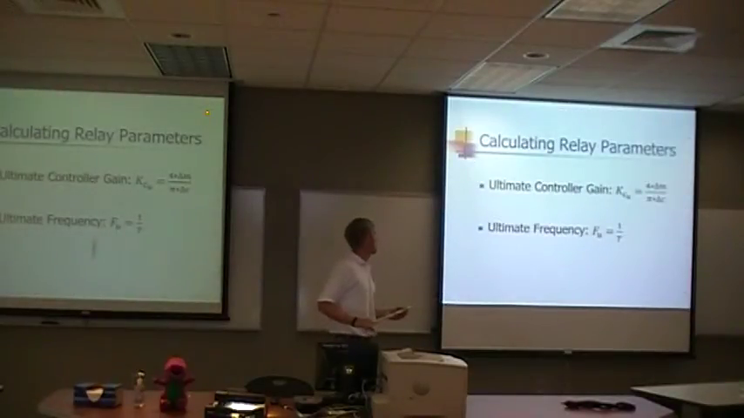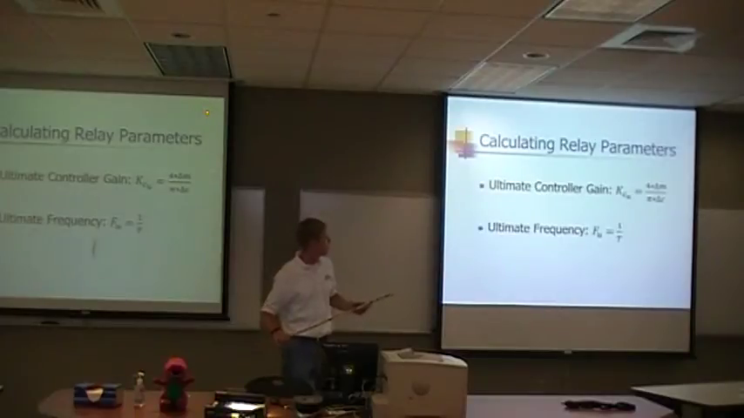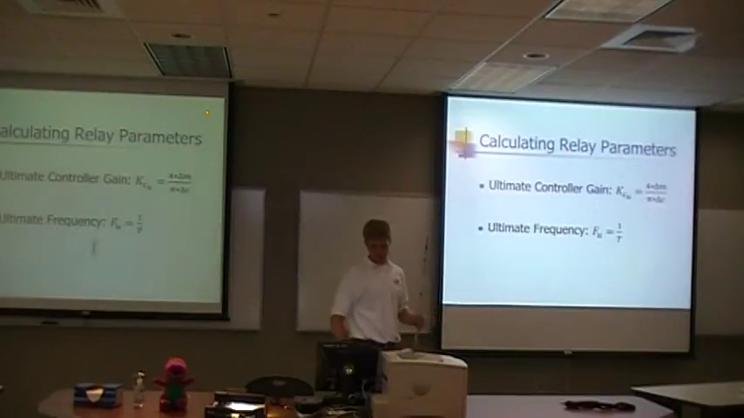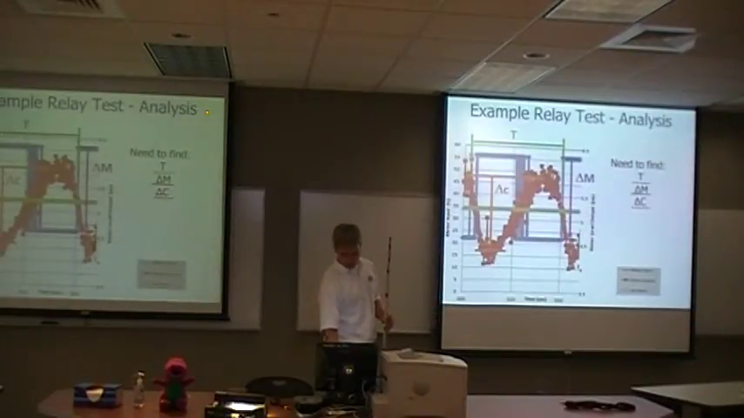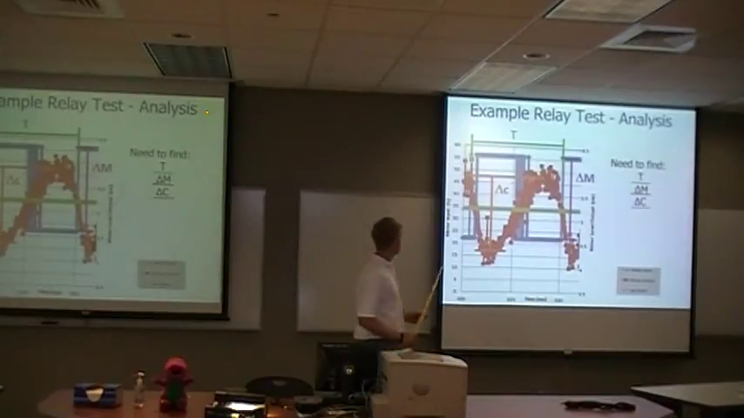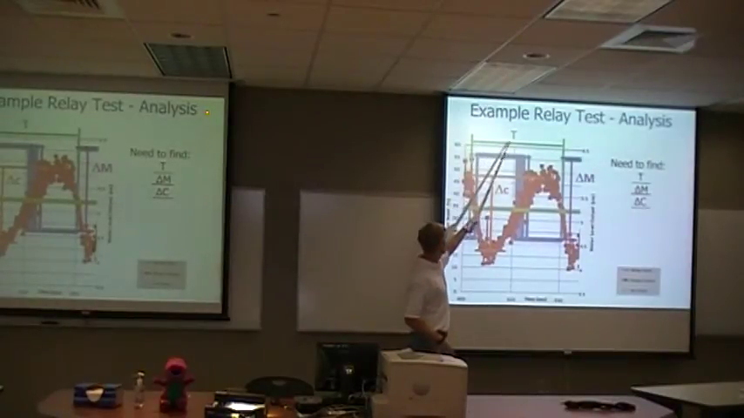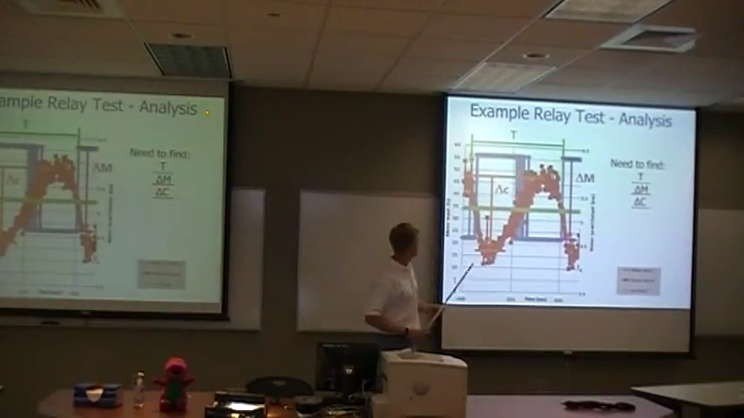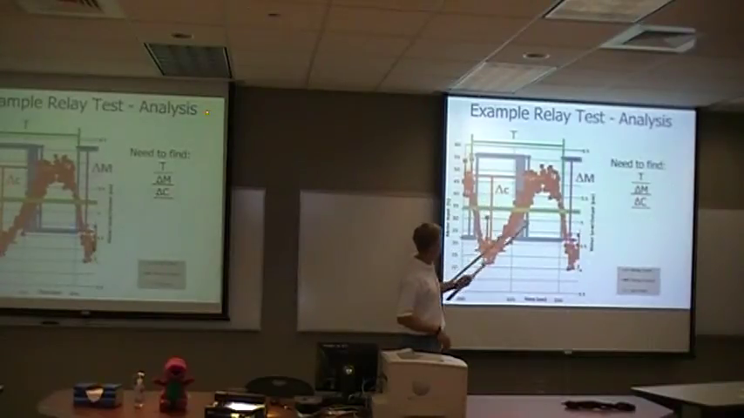We were able to calculate the relay parameters for the KCU. It's 4 times the change in input over pi times the change in output, and the ultimate frequency was 1 over the period. And this was a sample of how we were able to get the period from one point to the exact same point on the different amplitude, and the change in output, also with the change in input.